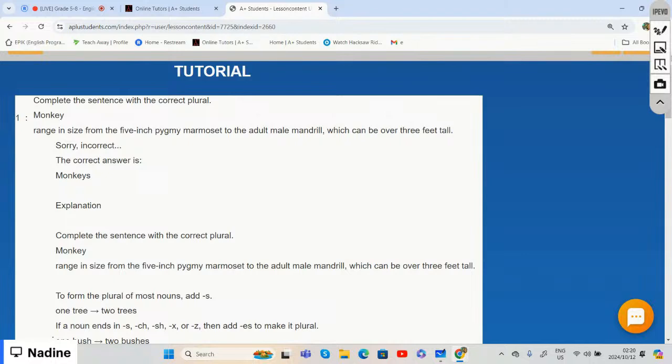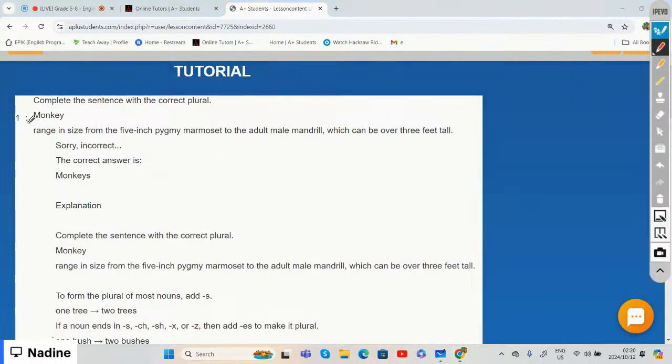We need to write the plural form of monkey. What is the plural form of monkey? One monkey, two or more. We need to find the plural form of monkey.